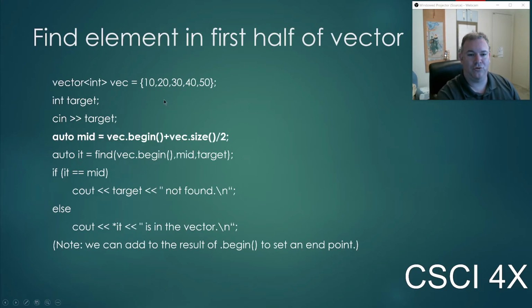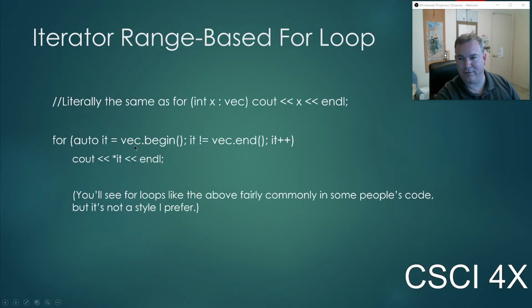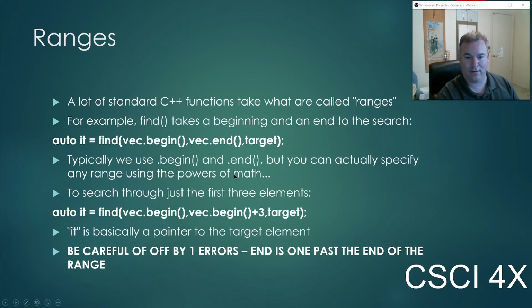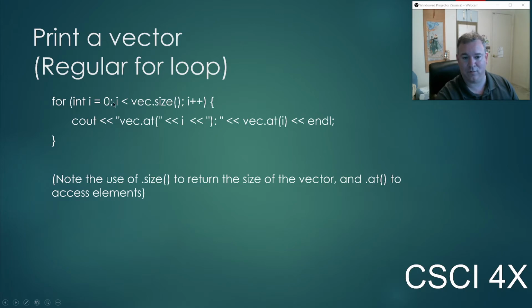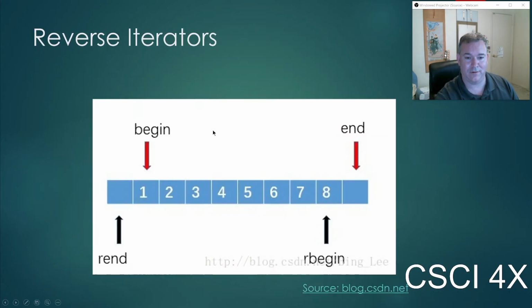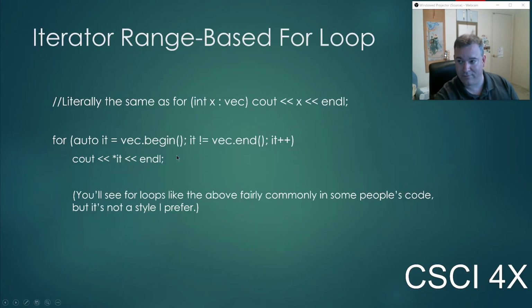And you use this usually not so much with vectors as with sets and things like that that don't have an .at operator. You can't do this with a set, because there is no element 5, there is no element 10. But you can do this because they do have iterators on it.